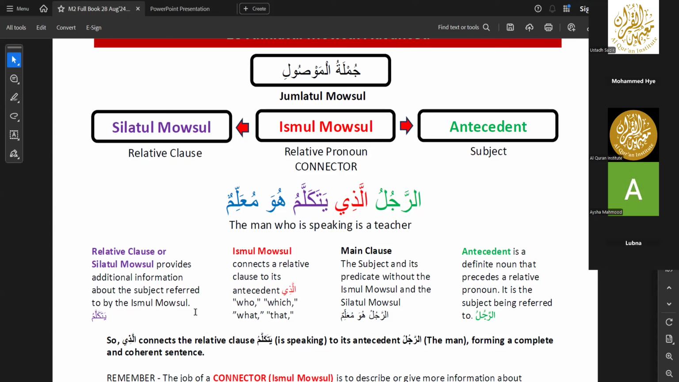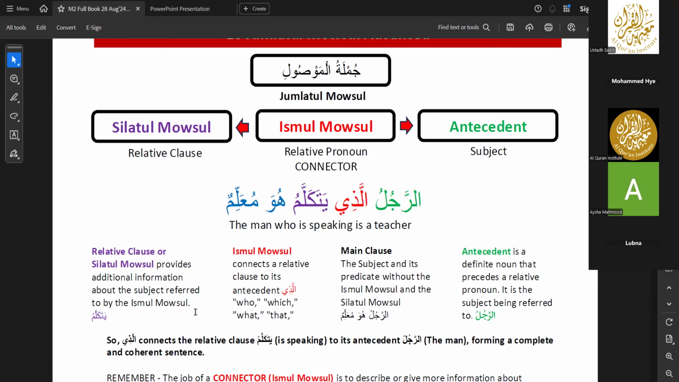So alladhi yatakallamu: yatakallamu is a silatul mawsul, alladhi is the ismul mawsul. If this terminology is new to you, please make a note of it, and I'll go through the definition of each one in a moment.